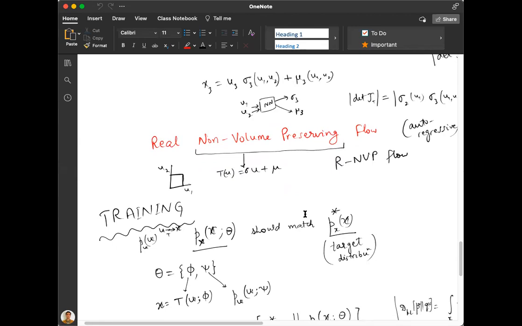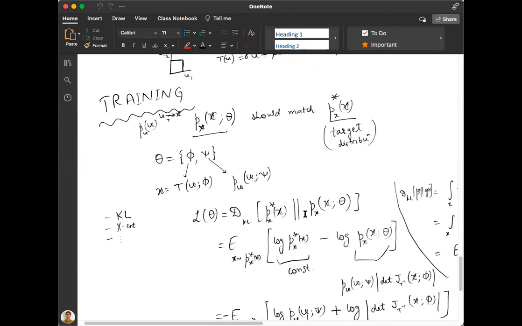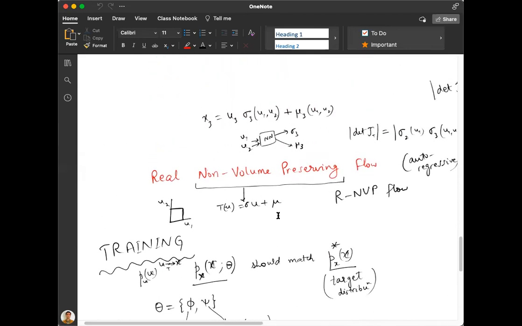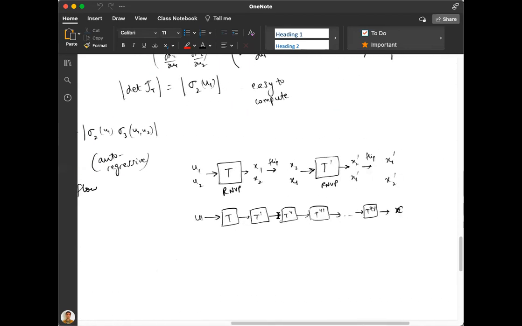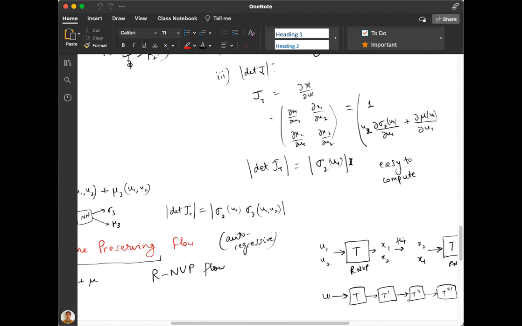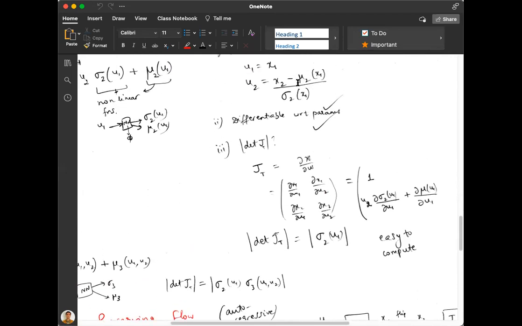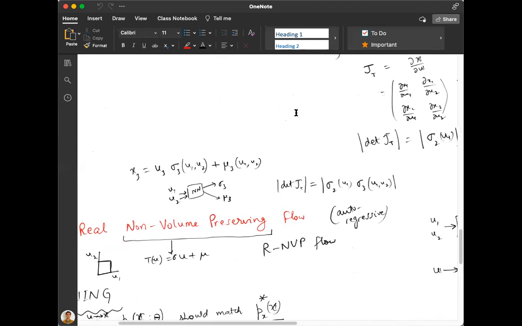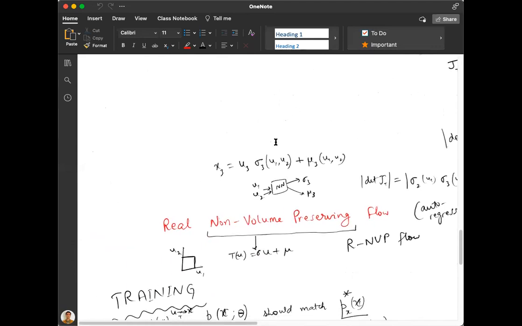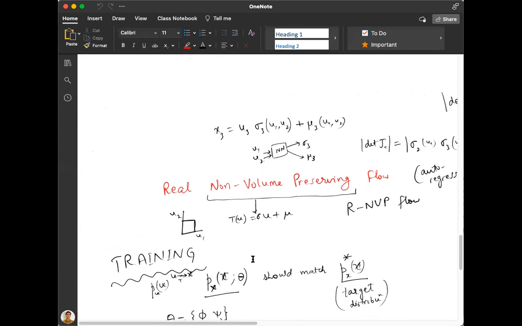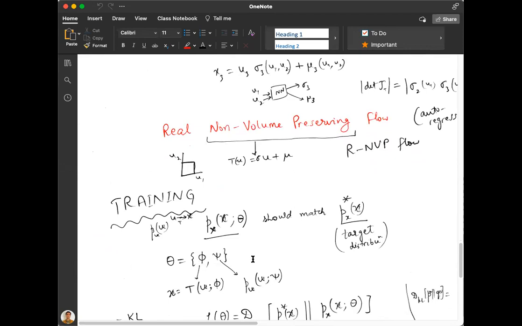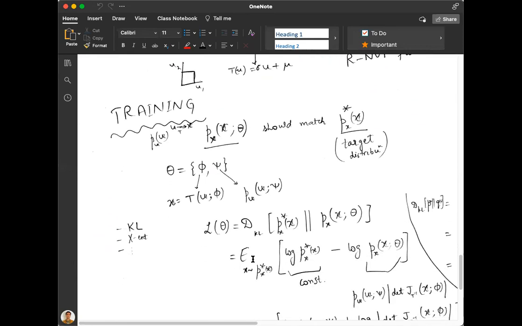So this was RNVP which we saw, and we found this is a very nice flow. It has some good properties: the Jacobian is very easy to compute, and the inverse is very easy to compute. Now the only thing left is how do we train the network, or train the mapping. So we looked at the derivation.